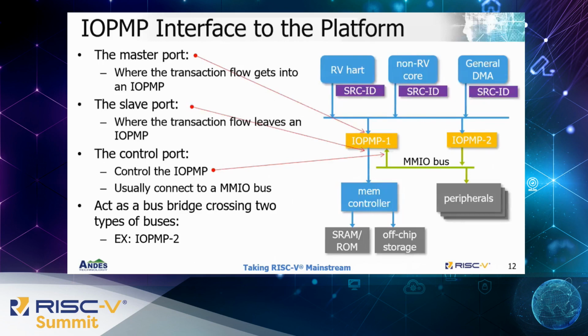And IOPMP has 1 master port, 1 slave port, and 1 control port. The master port is where a transaction flows into an IOPMP. The slave port is where a transaction flows out of an IOPMP after the check. The control port is used to program the settings of an IOPMP. This port usually connects to an MMIO bus. Besides, an IOPMP can act as a bus bridge crossing 2 types of bus, such as IOPMP2.